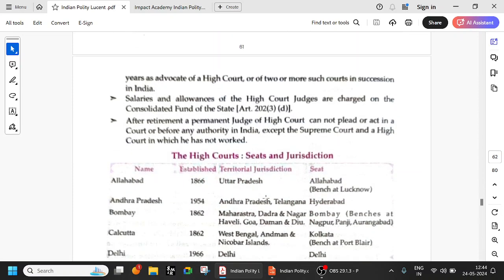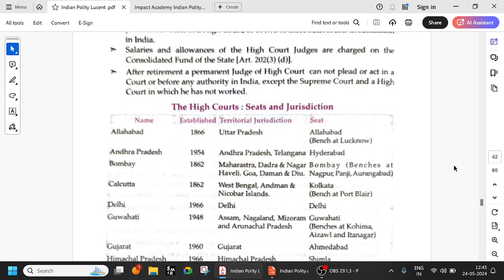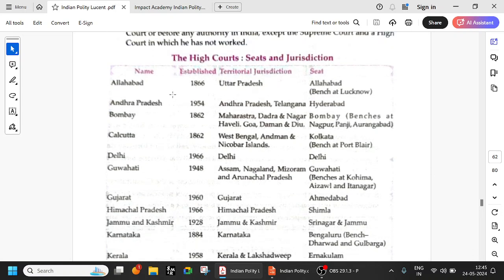So after retirement, a permanent judge of the High Court cannot plead or act in a court or before any authority in India except the Supreme Court and the High Court in which he has not worked. So if it is a judge of the Supreme Court, he cannot go anywhere as a lawyer. But if he is a High Court judge, then he can go as a pleader in the Supreme Court or any other High Court also in which he has not worked. So that is one difference between a High Court judge and a Supreme Court judge. So just have a brief look about this.